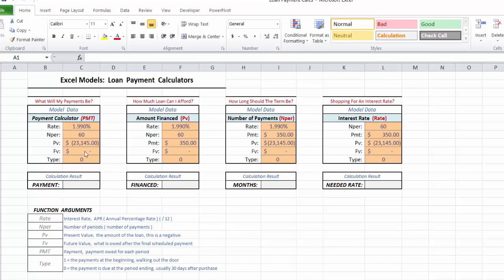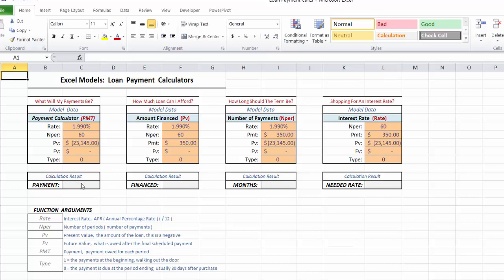Right. No balloon payments. The type is 0 because we want the first payment and all payments due at the end of the period, which usually means 30 days after the actual purchase you start your payments, right? Correct. As opposed to a type 1, which means you pay as you walk out the door on your first payment. Not usually done with an auto loan for sure.